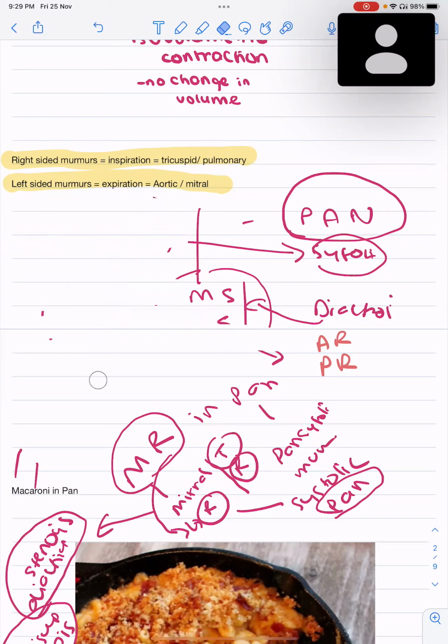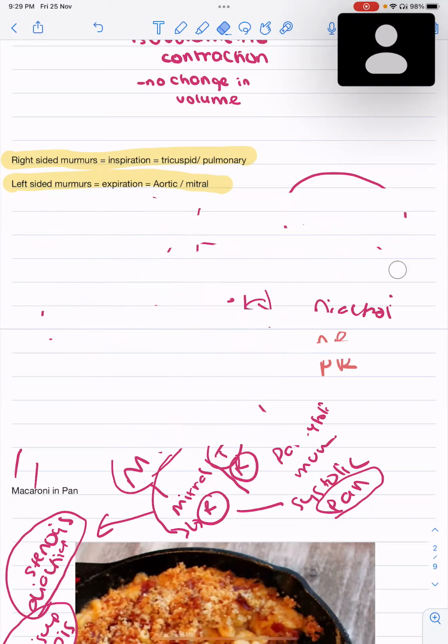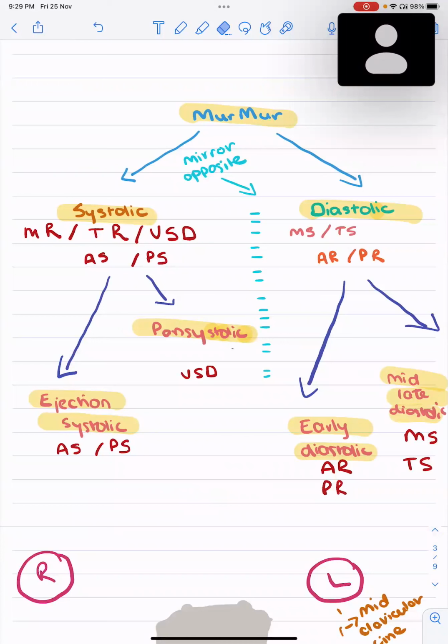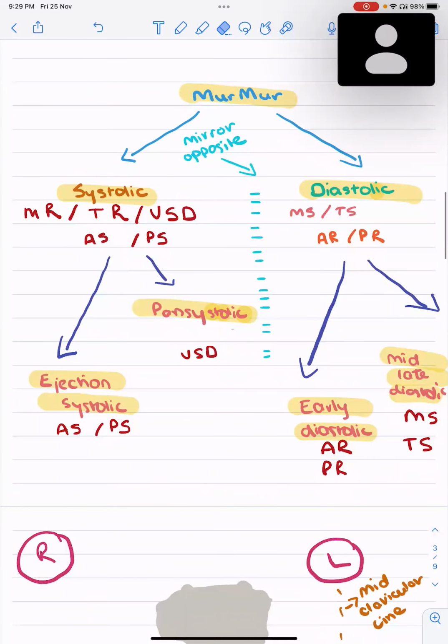Don't worry, guys. Let me erase this quickly and let's move on. Okay, guys. So here I've drawn a beautiful diagram for you. So here's this murmur. Coming down, we have a systolic phase and a diastolic phase. So in systolic, what are we having? Mitral regurgitation, tricuspid regurgitation, similarly aortic stenosis and pulmonary stenosis. Similarly, in diastolic phase, we are having completely opposite: mitral stenosis, tricuspid stenosis, and aortic regurgitation, pulmonary regurgitation. Just imagine there's a mirror in between, and it's completely opposite.